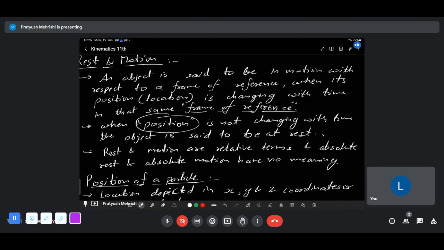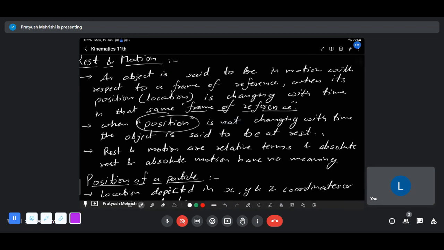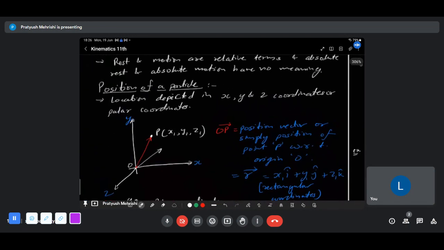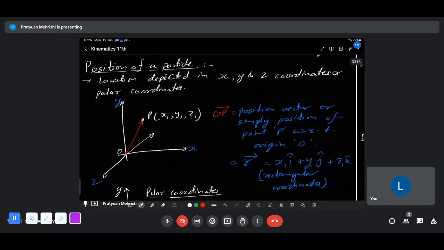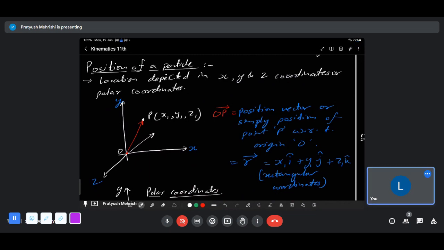In physics, position is defined mathematically as coordinates. Coordinate geometry you might have studied. In a three-dimensional coordinate system, we can define the location or position of any particle. The position can be depicted in Cartesian coordinate system like x-axis, y-axis, and z-axis, as well as with polar coordinates.